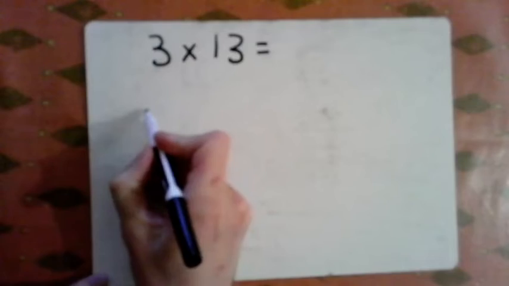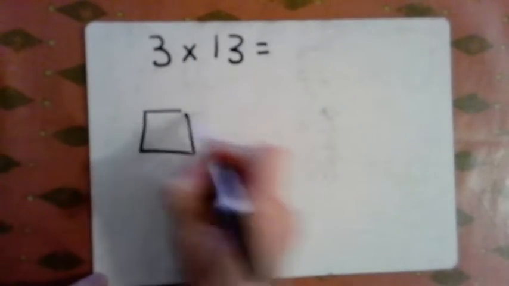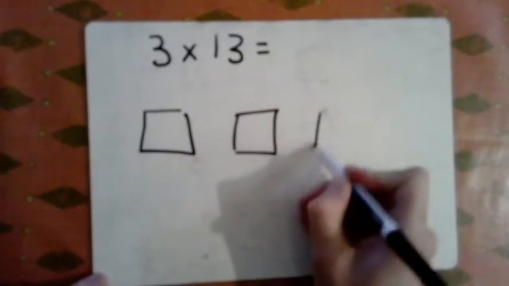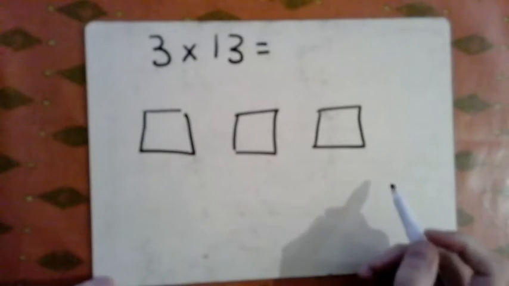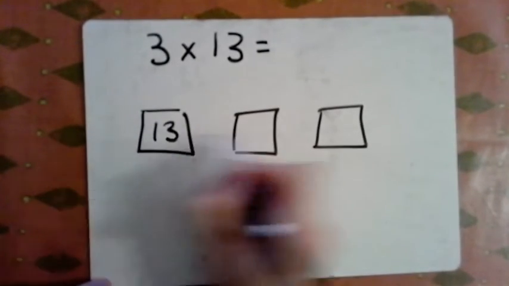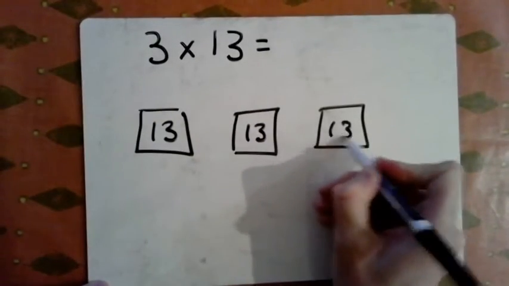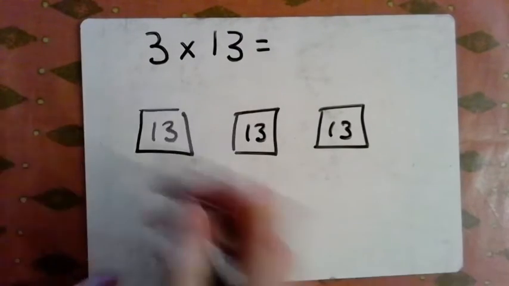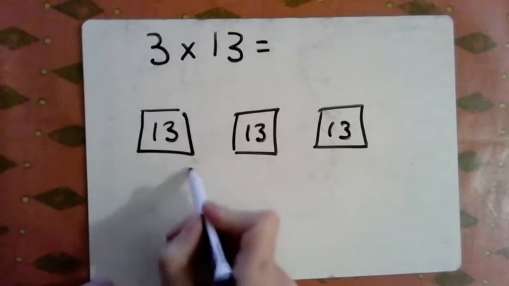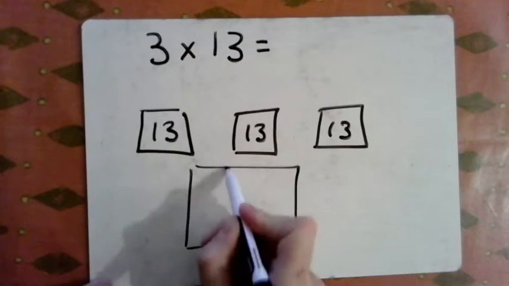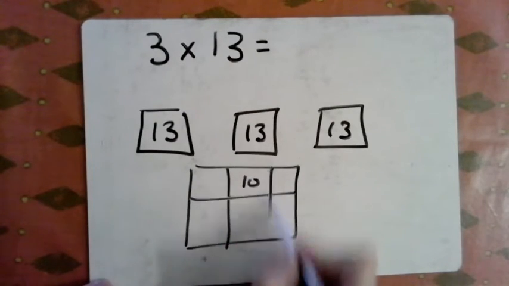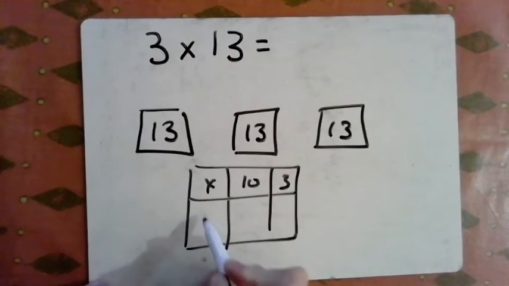I'm going to tell my story. So I've got 3 boxes of oranges. Inside each box, there are 13 oranges. How many have I got all together? I've got 3 multiplied by 13, and I'm going to do a quick grid method to work it out.